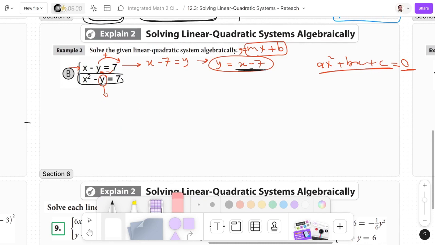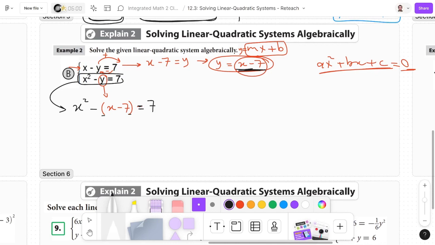Now let me repeat this one. Let me rewrite the question. So it will be x squared minus, as you can see, y is equal to x minus 7. So put a bracket, x minus 7, equal 7. I wrote the question with x minus 7 but forgot to add the bracket. The bracket is very important. You have to put the bracket.